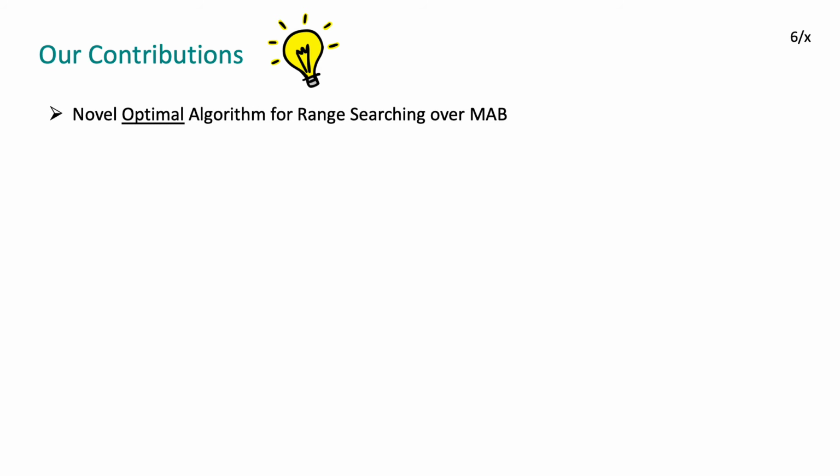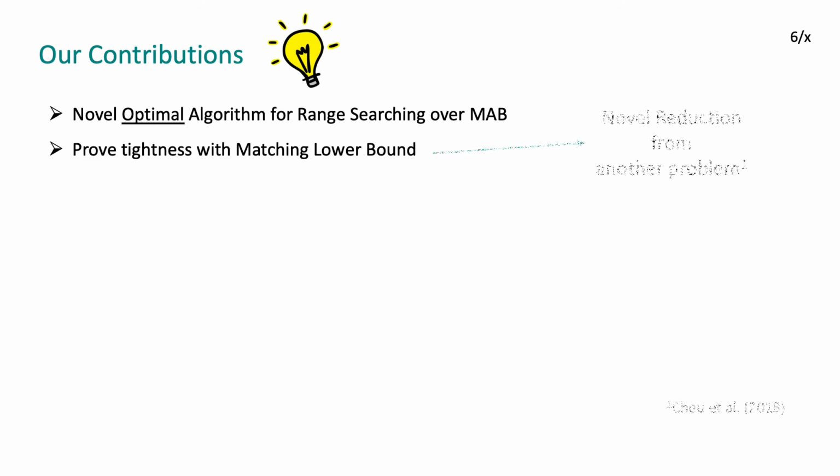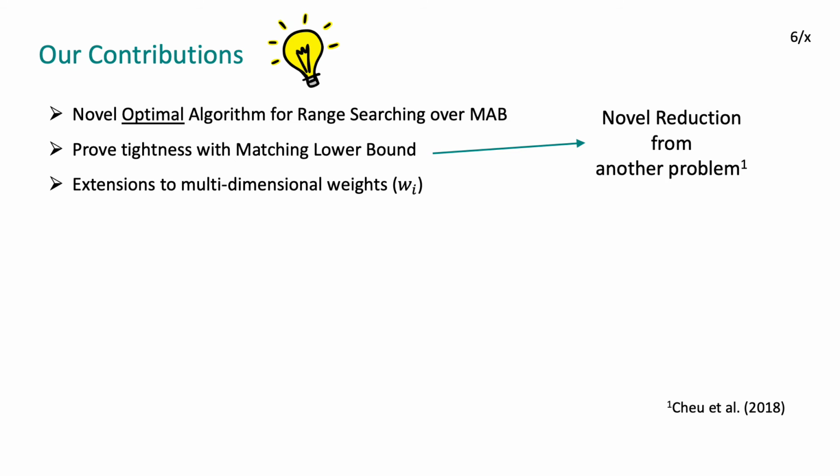For the range searching over multi-arm bandits problem discussed in the previous slide, we come up with novel optimal algorithms establishing theoretical guarantees for upper bounds of the number of samples required. Importantly, we prove the tightness of our upper bounds by establishing matching lower bounds. We also extend our algorithm to handle multidimensional weights and provide theoretical upper and lower bounds for them as well.